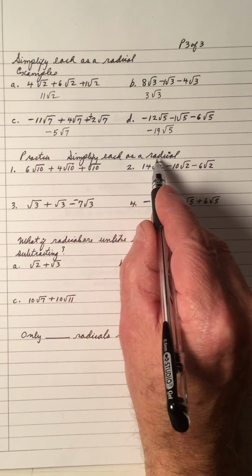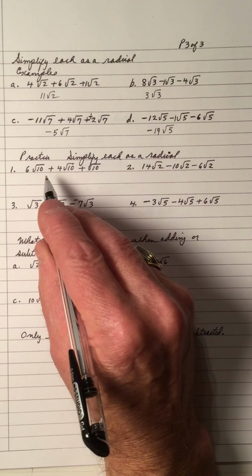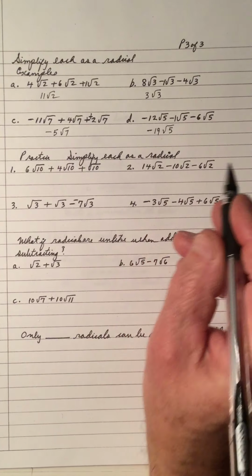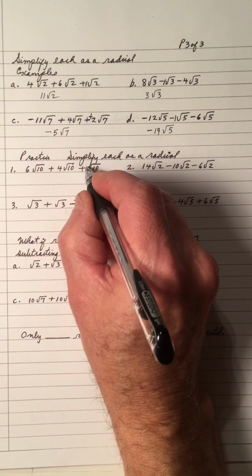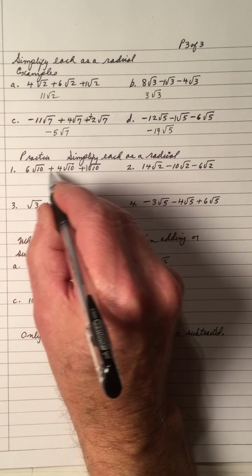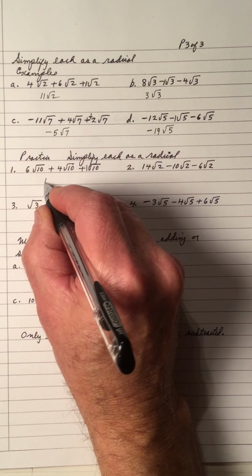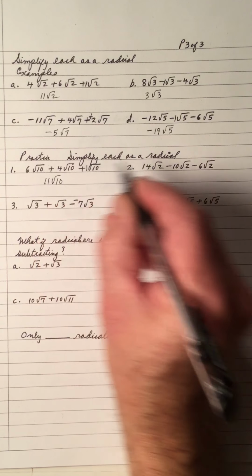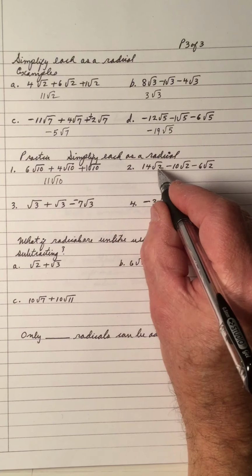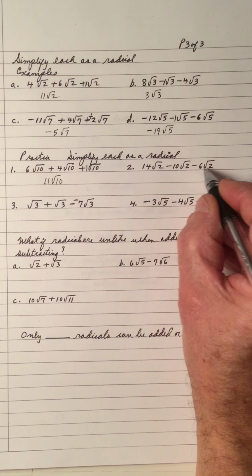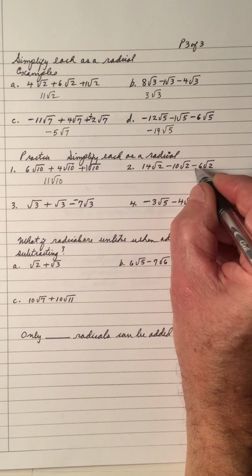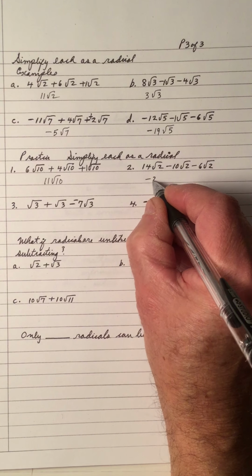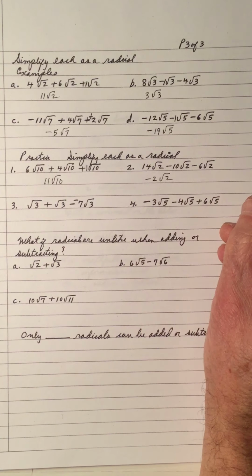Practice, simplify each as a radical. So pause your video and work these out to see if you're going to get the right answer. Are they the same? Root 10, root 10, root 10, yes. And that's a 1 there. So 6 plus 4 is 10, plus 1 is 11 root 10. And I have root 2, root 2, root 2. They're all the same. So 14 subtract 10 is 4. And 4 subtract 6 is negative 2 root 2.